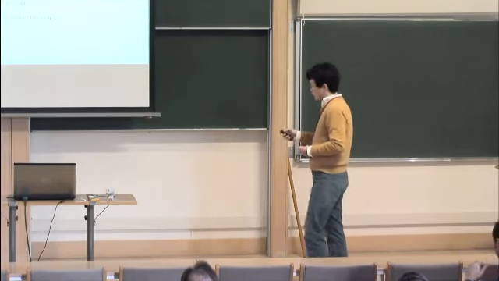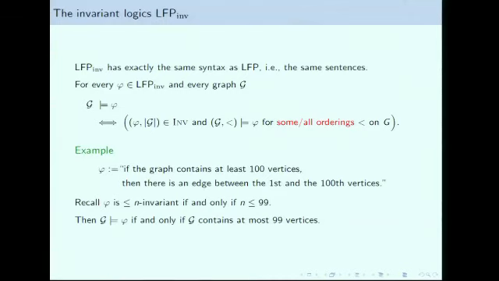Okay. So again, let's see an example. Let's define the formula phi as: if the graph contains at least 100 vertices, then there's an edge between the first and 100th vertices. So I already mentioned that phi is less or equal to n invariant if and only if n is a number at most 99. As a result, G is a model of phi if and only if G contains at most 199 vertices.